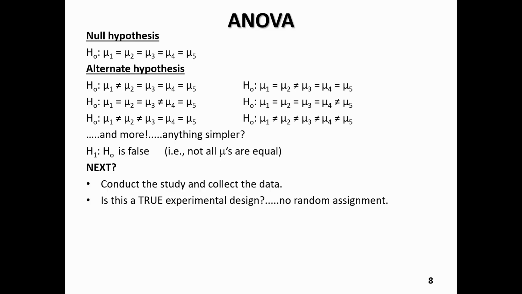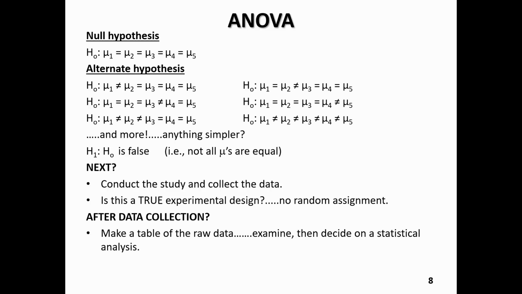So this is a study that would be classified as a descriptive type of study, where we are describing the basic characteristics from a statistical perspective between these groups. Now, once we've collected the data, the first step is to make a table of the raw data.